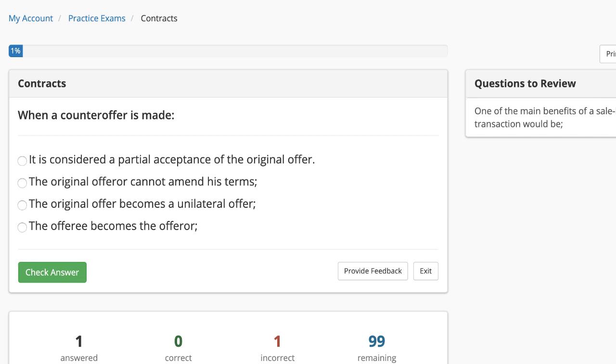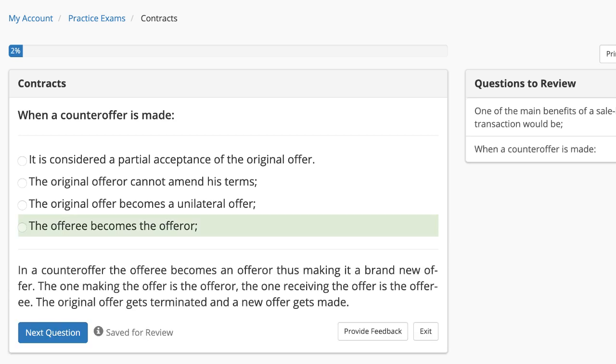Okay, when a counteroffer is made, A, it is considered a partial acceptance of the original offer. B, the original offeror cannot amend his terms. C, the original offer becomes a unilateral offer. D, the offeree becomes the offeror. What do you guys think? The question is, when a counteroffer is made. And the answer is the offeree becomes the offeror.